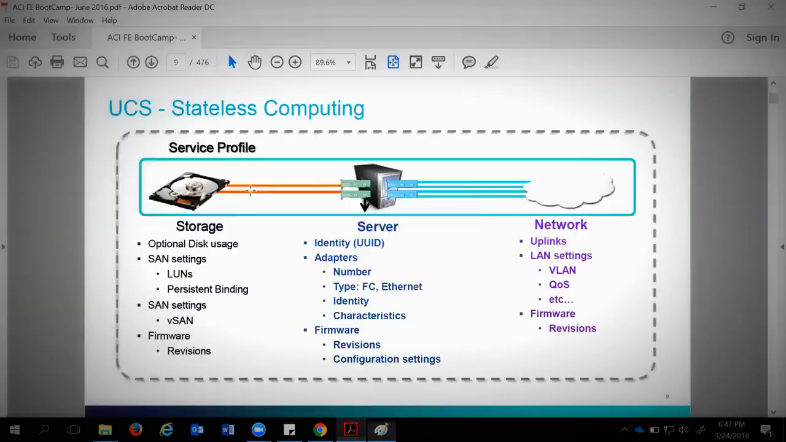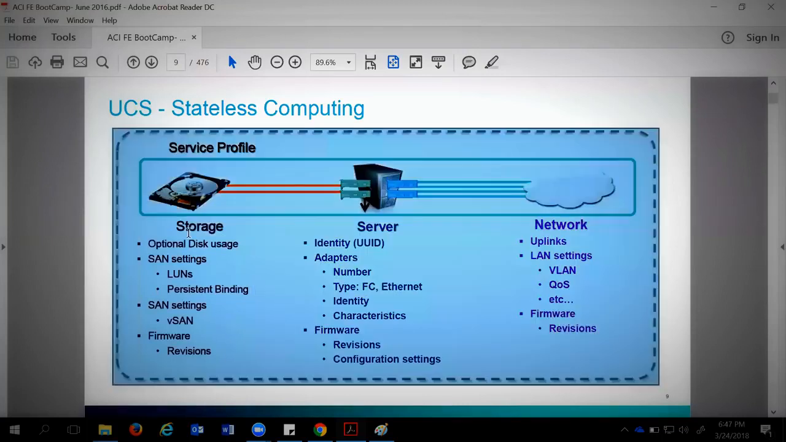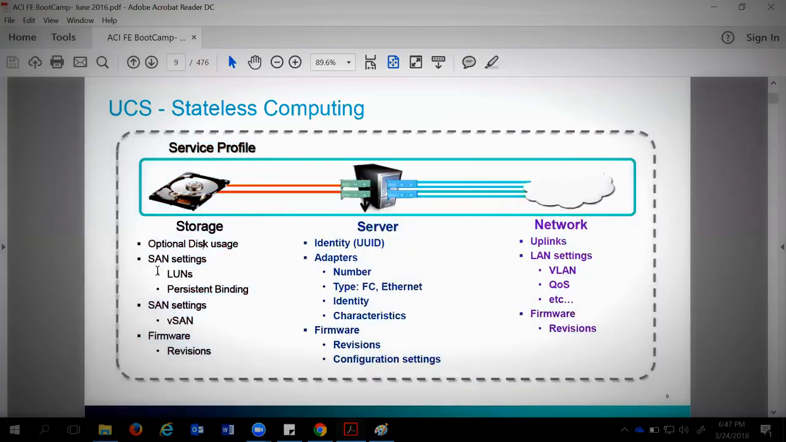Usually, these things can now be better achieved with the help of UCS stateless computing. The idea is that if I have to do anything on the storage side, like creating storage in the servers, maybe it could be a set of settings, defining a persistent binding, whatever the data that I have set. Maybe I have to connect to a particular set of vSANs, or it could be server related configurations, or even network related configurations.